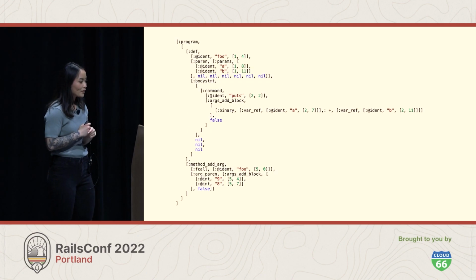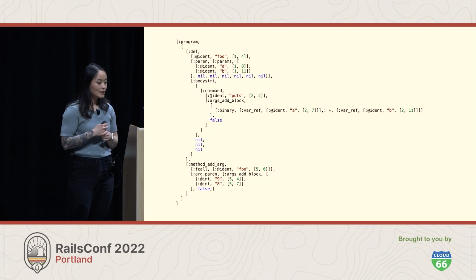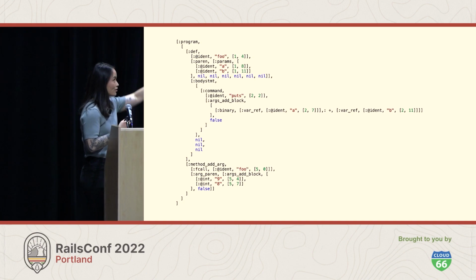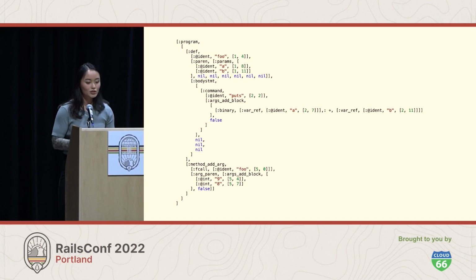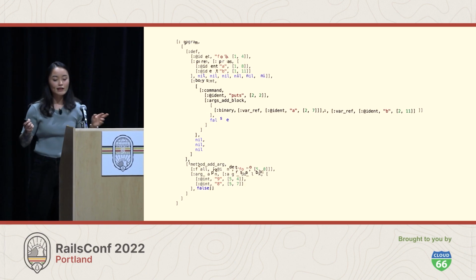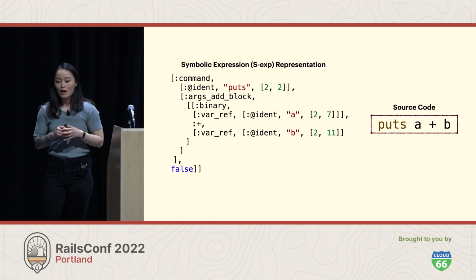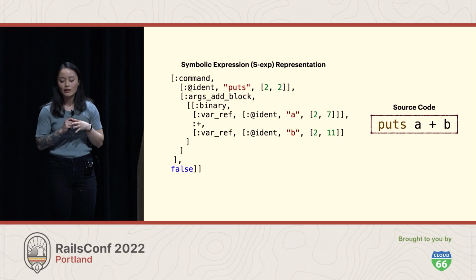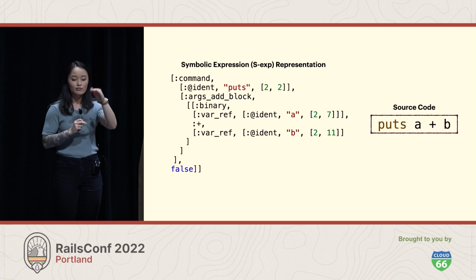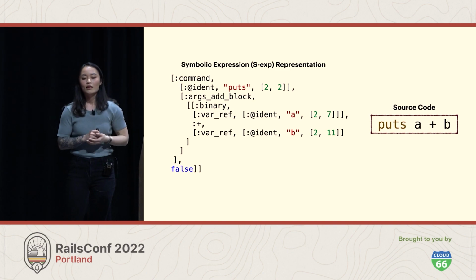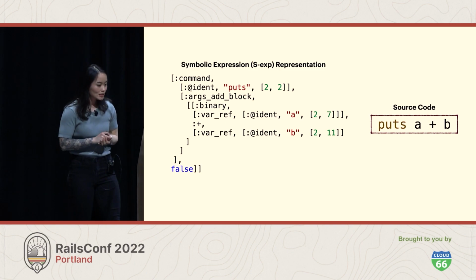So we run this code. This is the output of Ripper sexp. As you can see the shape of it, it's nested arrays. So let's zoom in into one single line, the puts instruction. And you can take a look at how it's nested, like command, the identifier, which is puts.